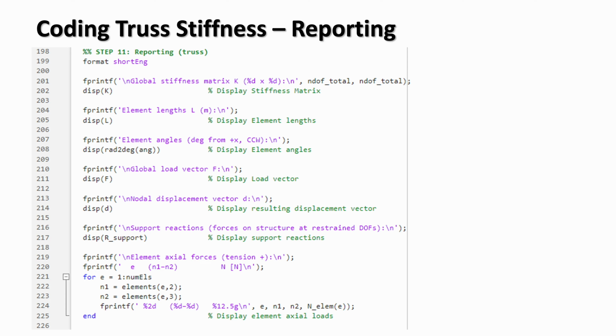And of course, we print the internal element forces. For each element, the code reports a single axial force. And this completes the full stiffness method workflow for the truss example, from defining the inputs through to computing the displacements, reactions, and internal axial forces.